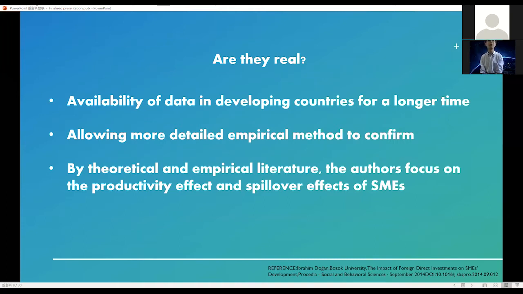So we all know that FDI should be beneficial to macroeconomic development, but we often need data to support the conclusion that FDI is directly impacting the development of SMEs in the host country. But with more data available for developing countries over a longer time frame, it allows us to perform more detailed empirical methods to confirm our conclusion here.